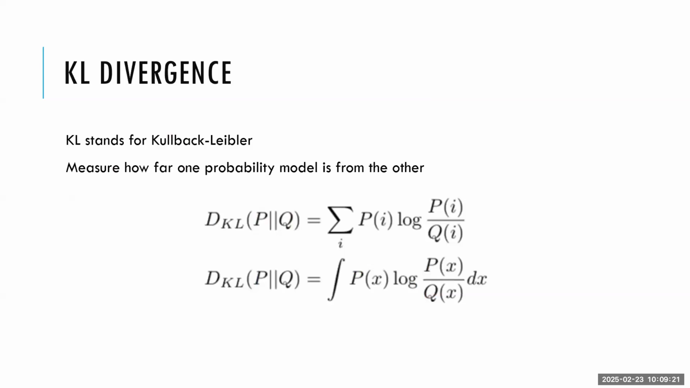So KL divergence is a measurement that, when you have a probability model, measures how far one probability model is from the other. And when you want to minimize the KL divergence, you want the probabilities to be as close as possible.